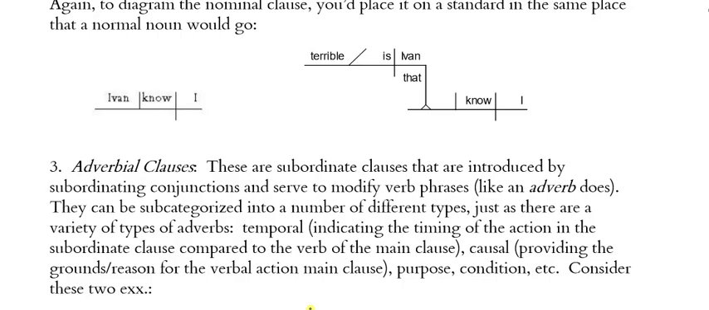Causal adverbial clauses. These are clauses that provide the grounds or the reasons for the verbal action of the main clause. Purpose clauses are those adverbial clauses that indicate the intention or the purpose for the main verb in the main clause, or the condition, like a conditional clause. If you do this, I will be happy. That if clause is an adverbial conditional clause.